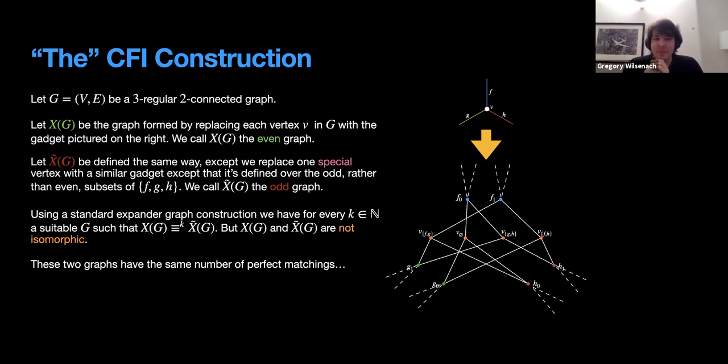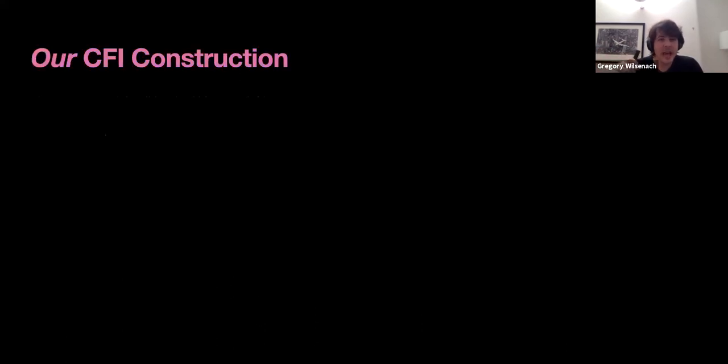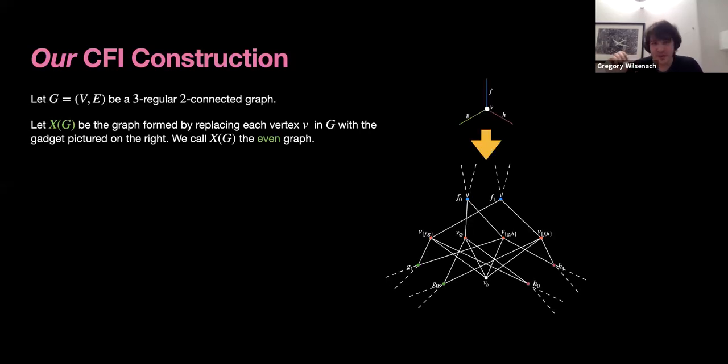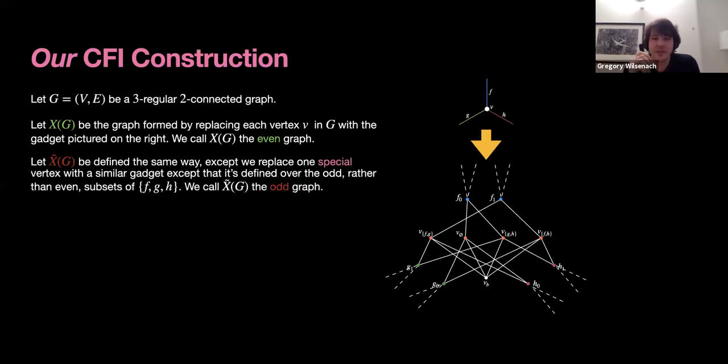Unfortunately, these 2 graphs have the same number of perfect matchings. So there's no hope here of just immediately proving the result. We need something a little bit more. And so, we have a CFI construction that looks very similar. Again, you start with the same graph. Again, you have even and odd graphs, but notice there's an important distinction. We've added a little vertex v_b that's just connected to every single internal vertex, right? And that's the only distinction. It's a really small, subtle change, but that changes everything.